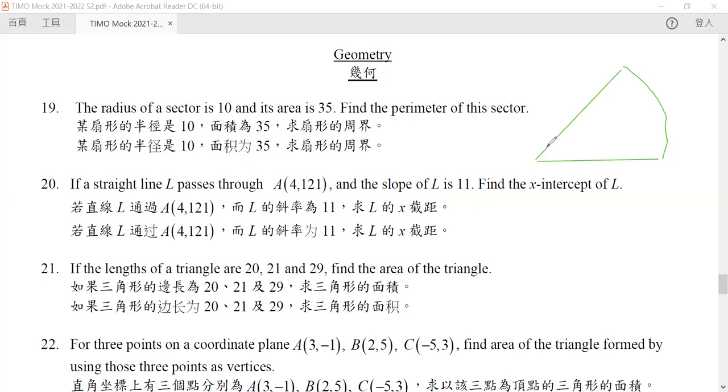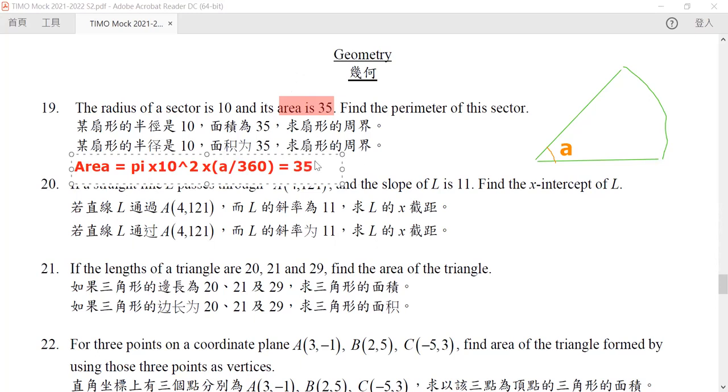Now this area of the sector is closely related to this angle. Now let's call this angle A. So how can we find the area? This area, 35, is exactly equal to pi times the radius squared times the angle divided by 360. Okay, so this is equal to 35.